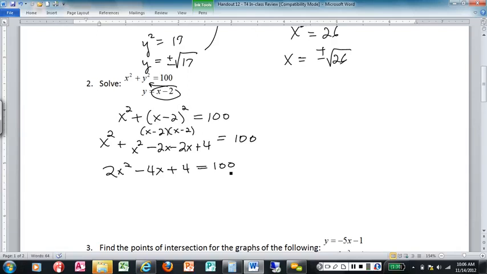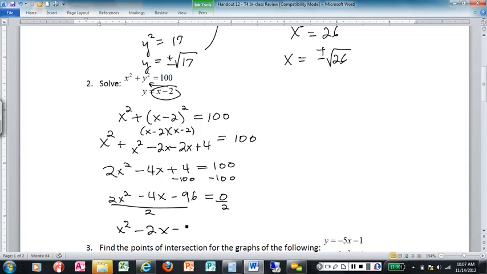Now, what about that? Solve that. Need to make one side 0, don't I? Subtract 100 to make one side 0. So you got 2x squared minus 4x minus 96 equals 0. And to make it a little bit nicer on us here, I can divide everything by 2 to get x squared minus 2x minus 48 equals 0. So far, so good?